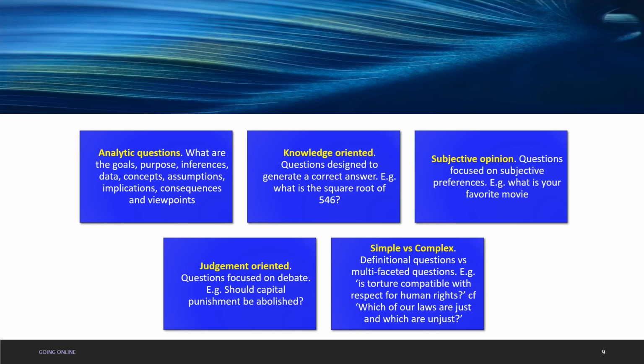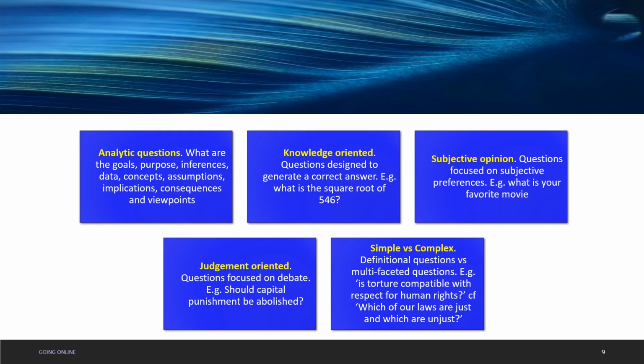And thinking about the questions that you might want to pose, whether it's in the worksheets or whether it's elsewhere in preparation for tutorials after you flip the classroom, think about the types of questions that you can have. And I've just really identified 5 of the dominant questioning methods here. And depending on your discipline, you can dig even further into alternative approaches to questioning. But there are those analytical questions. What are the goals, purpose, or inferences, etc., relating to the topic? There are knowledge-oriented questions, those that are designed to generate a correct answer. A good example here is, what is the square root of 546?